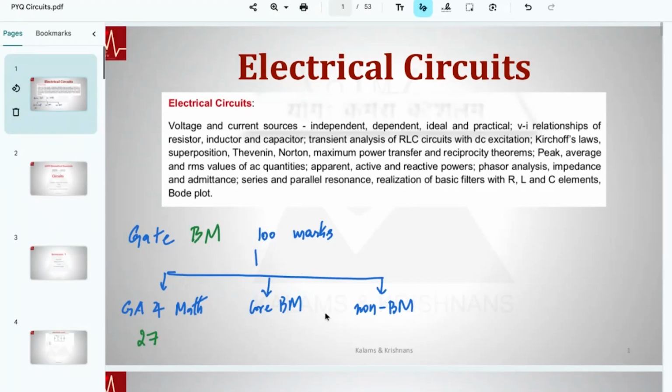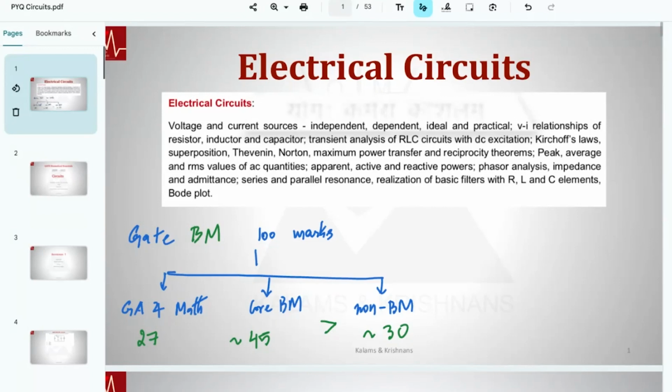Typically, the marks distribution here is that core BM questions have a higher weightage. Out of the roughly 75 marks that is left, 40 to 45, sometimes 40 plus, approximately 45 marks are on this side, and here you have approximately 30 marks. All three add up to 100.